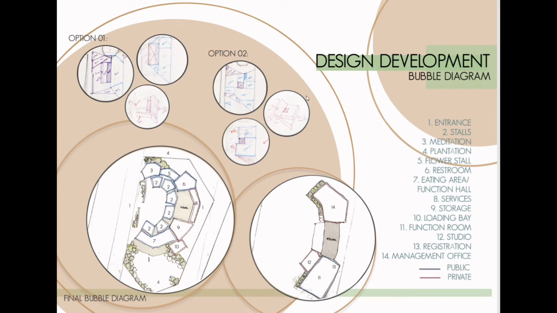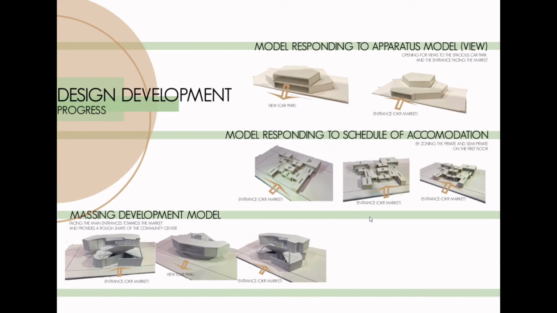This is my design development. Starting from option 1, this is the bubble diagram. This is option 2 bubble diagram, and this is the final bubble diagram, which I separated into public and private. This is another progress of my models. This model responds to Pareto's model, which is towards the view of the car park, which I opened up, and this is the entrance from the Oakland Road Market.